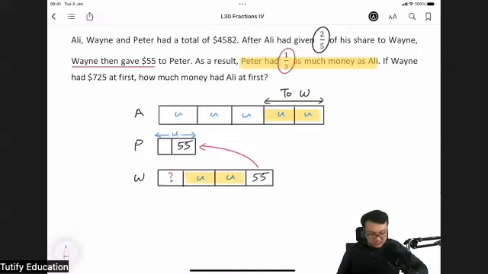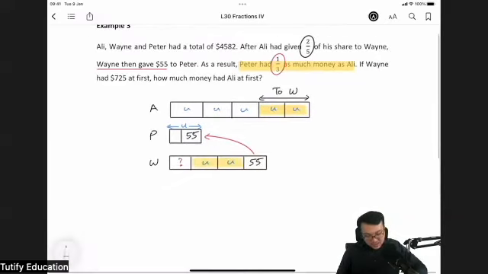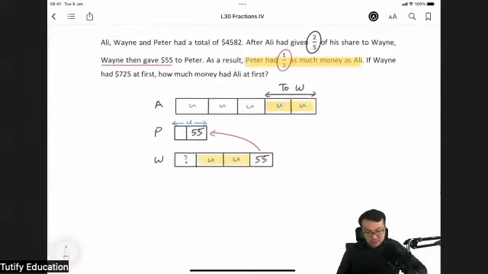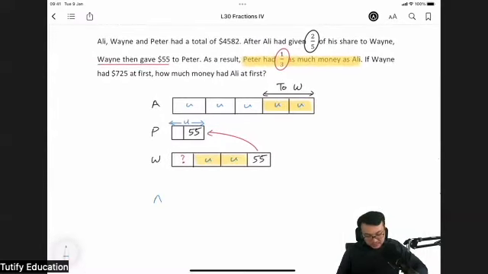Okay, so now let's take a look. Let's do some workings. At first, what happens? Let's look at Ali. I'm going to write down at first. Ali, how many units does Ali have at first before he gave anything to Wayne? Can you tell me how many? 5 units, correct. Embriel, yes, you have a question?